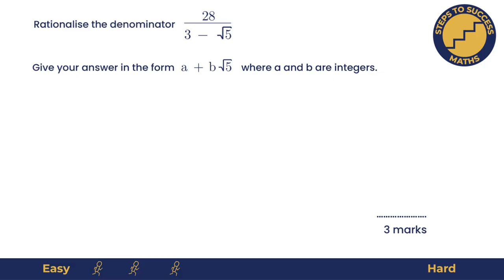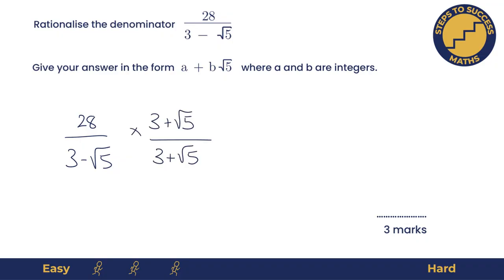Rationalise the denominator. Give your answer in the form a plus b root 5. So we know what we're looking for. Same steps as before. We want to get rid of the surd part on the bottom. Now to do this, we multiply by the opposite of what you see, kind of. So instead of 3 minus root 5, we're going to multiply by 3 plus root 5. And you'll see what happens as we do it. So we've got 28 over 3 minus root 5 multiplied by 3 plus root 5 over 3 plus root 5.